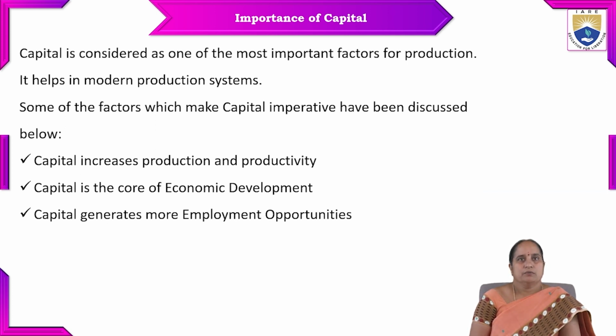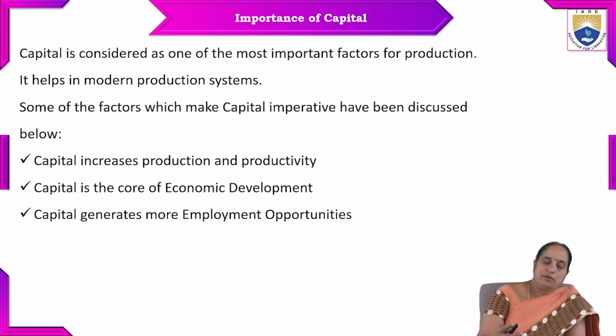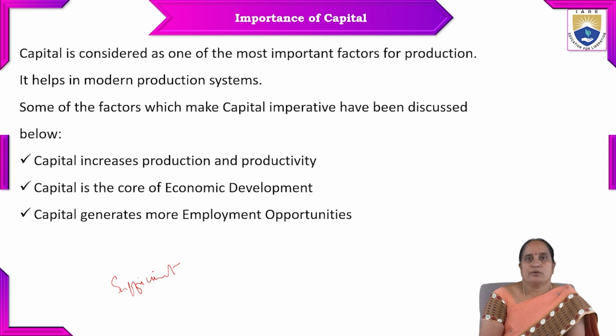So, capital increases production and production capacity or productivity. Here, how is capital useful to improve production? Based on the demand, if you want to supply the goods and services, we need to have sufficient funds, and these funds are utilized in making purchases like raw materials, technology, all those things. Just by investing the capital, we can improve the productive efficiency. And second one is that it is the core of economic development.